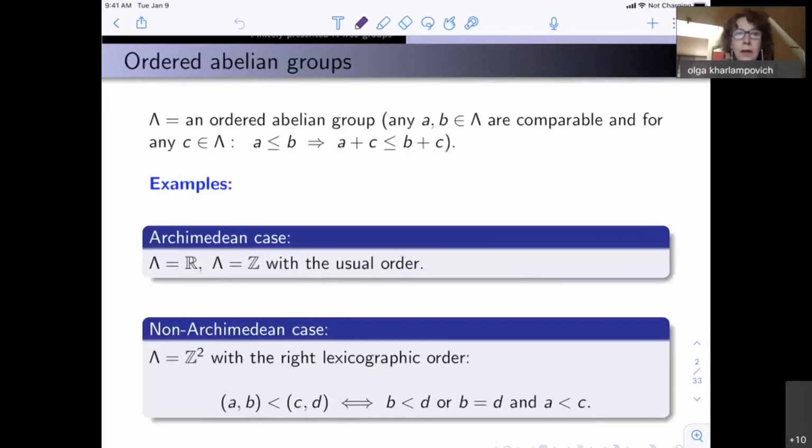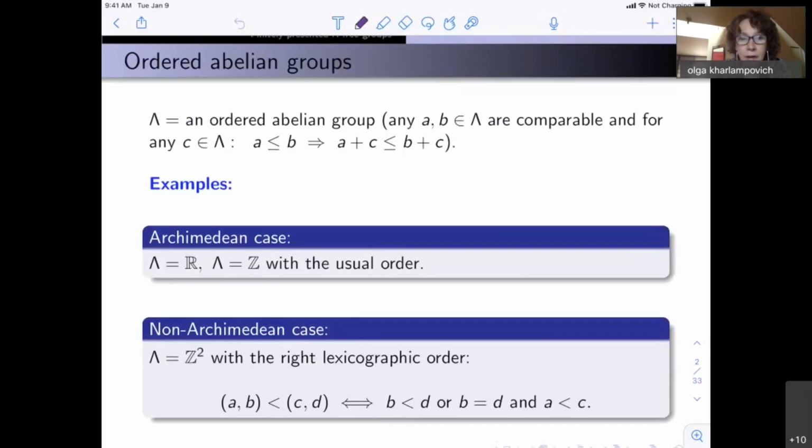Okay, so an ordered abelian group means that any two elements are comparable, and the order is preserved with respect to addition. Examples: Archimedean order, like the real numbers or integers, and non-Archimedean order. Archimedean means that for any two elements A and B, there is a natural number n such that nA is greater than B.